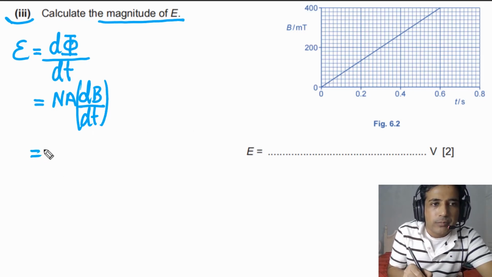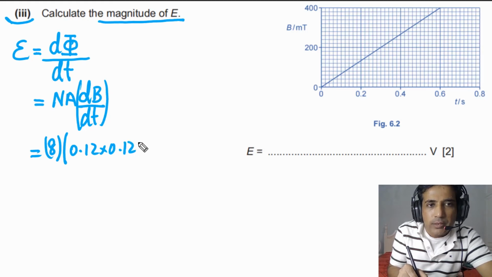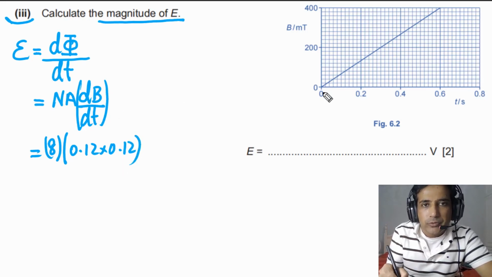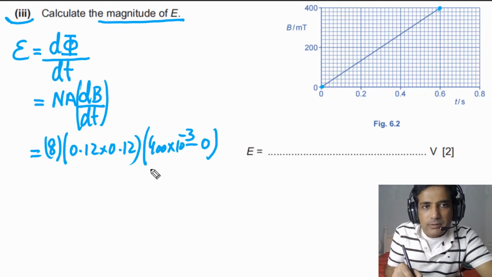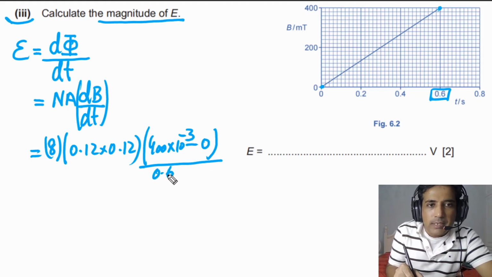So simply we can plug in values here. N is given to us, that is equal to 8. Area of the coil is 0.12 times 0.12. Now we need to calculate the gradient. So we will take this point and this point. We can write down the value of B at time 0.6, that is equal to 400 millitesla. So we have to multiply by 10 to the negative 3, minus 0, divided by the change in time, 0.60 minus 0.